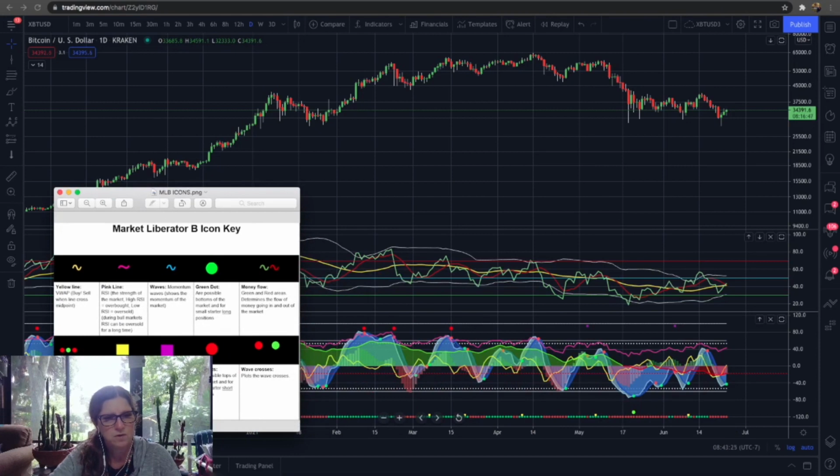Then we have the purple square, which tells you that a bearish trend continued signal. And that are these, telling you that this trend, when we were right here in this area, is possibly going to continue. Red dots, those are these signals here.